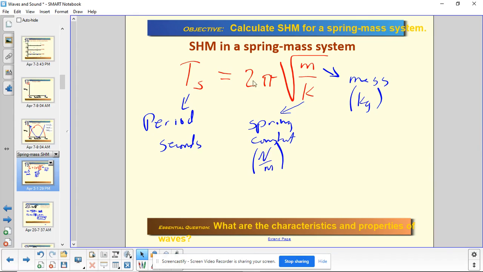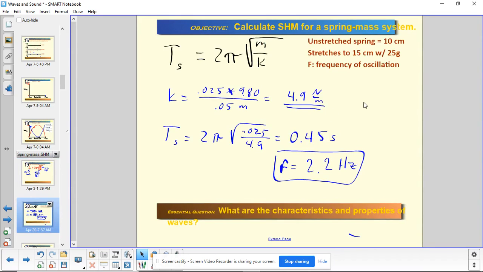Now, this equation will work for any spring-driven system. It can be a horizontal system where the weight is sliding across a tabletop, or it can be a vertical system where the thing is bobbing on the end of a spring up and down. But those are the variables here. Now, I know you can pause it if you need to, so I'm going to move on to the next page.